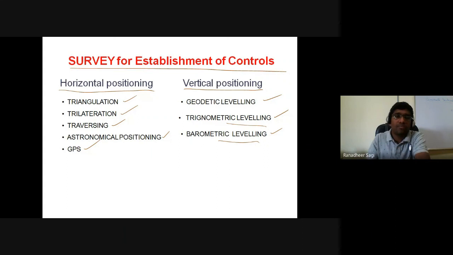So that's all we can try to do. In the case of barometric leveling, depending on the atmospheric pressure difference, we try to understand the corresponding elevation of various points with respect to which you are trying to measure your atmospheric pressure. Based on that atmospheric pressure value, we go on to find the RL values, or the elevations, of those respective points. That is what we call your vertical control.